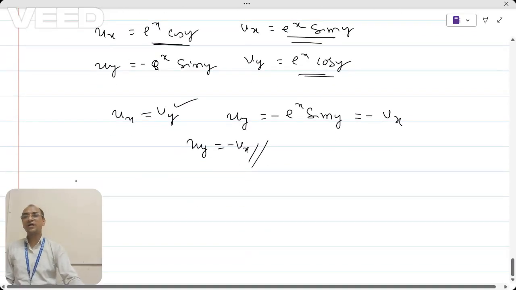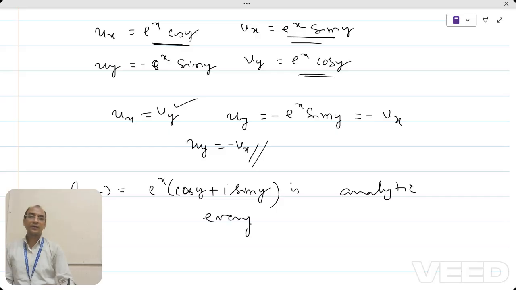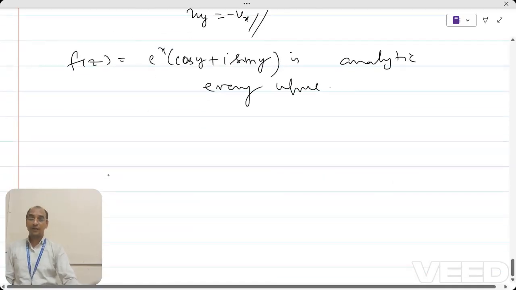So we can say that this function f of z, e to the power x cos y plus i sin y, is analytic. Analytic everywhere. Now, this is the procedure we follow in the case of Cartesian coordinates.